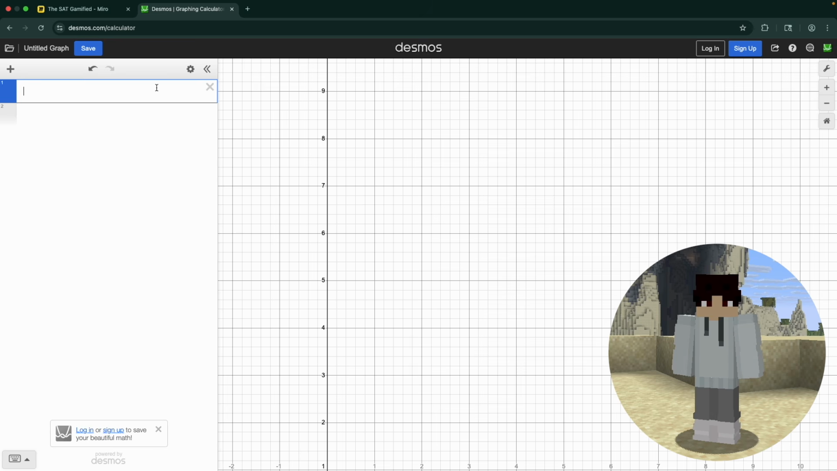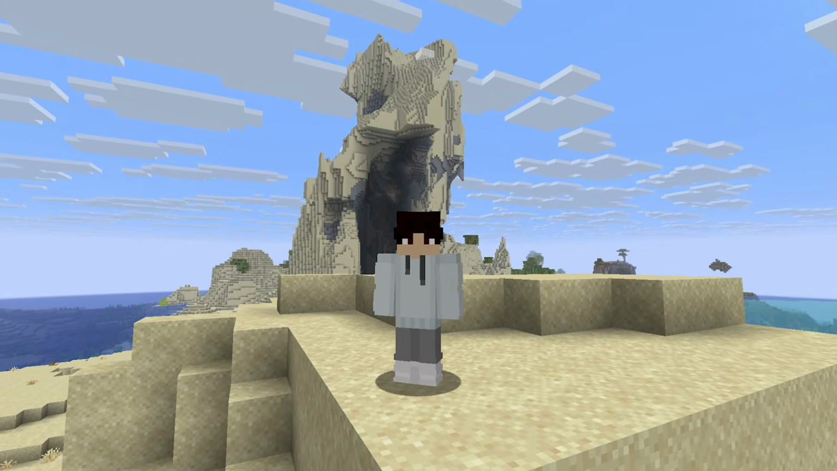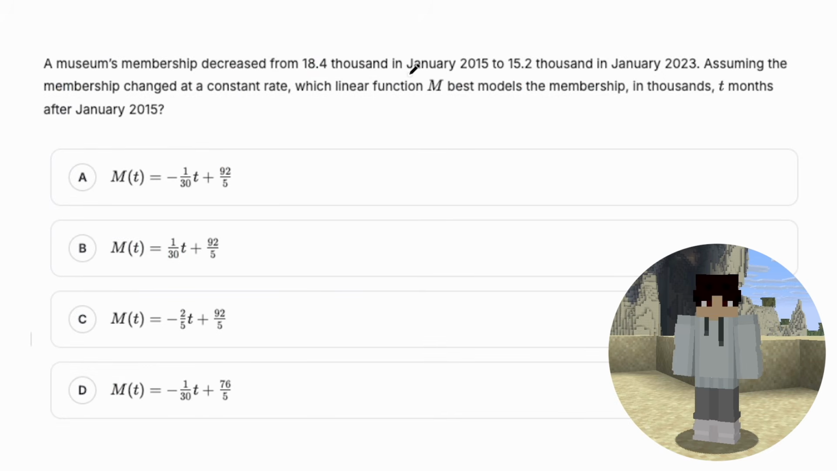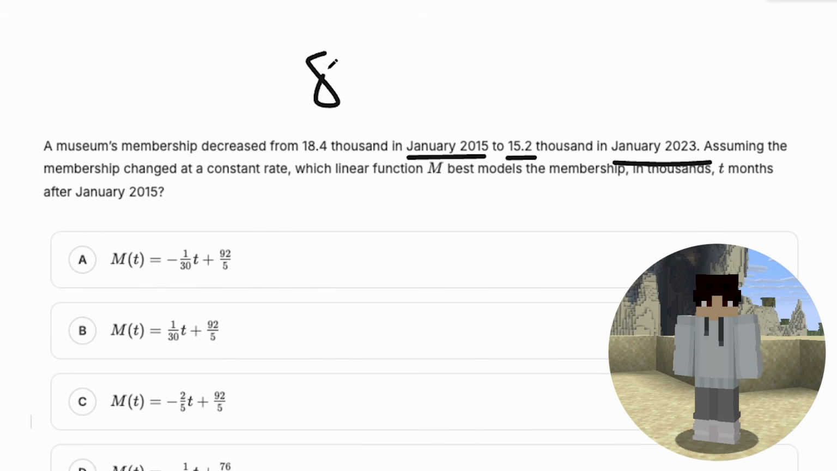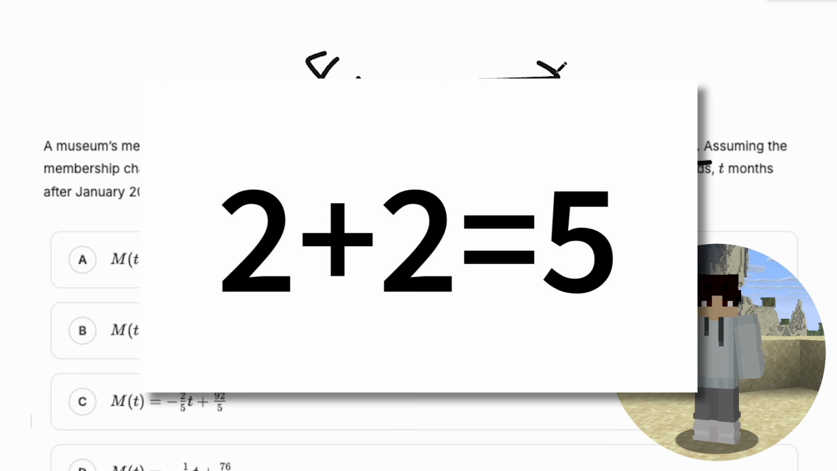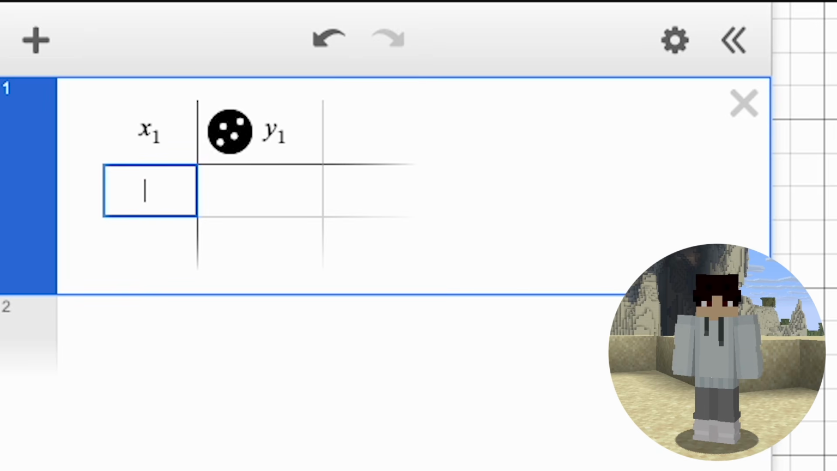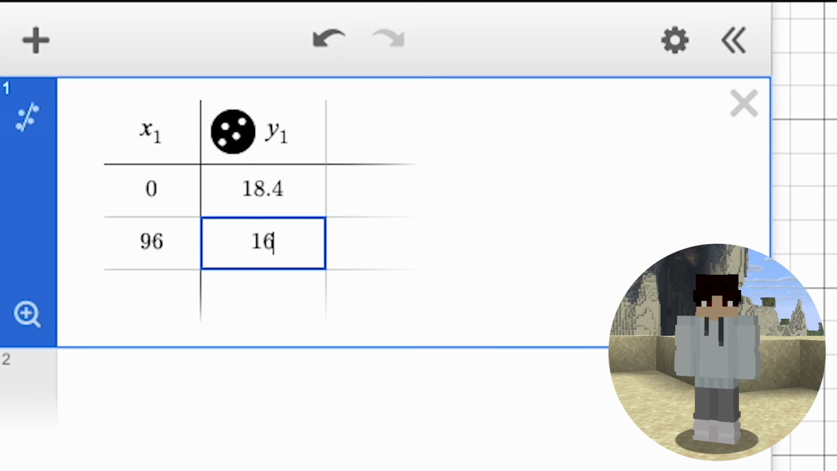If you just go here in Desmos, you can make a table, and then you can put in the 2 different values it gives you. It's saying it was 18.4 thousand on January 2015 and 15.2 thousand on January 2023. And it's saying that this is the amount of months after January 2015. So there are 8 years between January 2015 and January 2023. So if there's 12 months in each of those 8 years, simple math, it would be 96 months. So we can literally just say 0, 18.4, and then 96, 15.2.